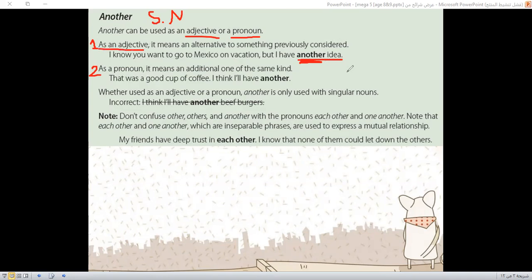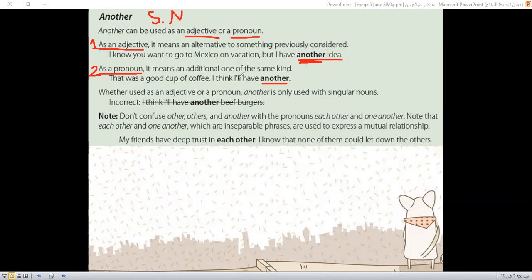This is if I want to use it as an adjective, because I added it to a word. When I say I use the word as an adjective, it means I add it to a noun. But if it was used as a pronoun, it stands alone like others. Also it means in addition. For example, I would say, that was a good cup of coffee. I think I will have another. And the sentence stops. Why did it stop? Because I used it as a pronoun, standing alone. I didn't use it as an adjective that has to be added to another noun. No, I use it as a pronoun.